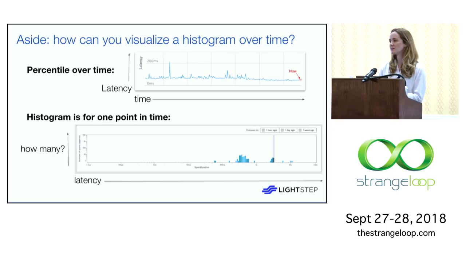Now, one tricky part about visualizing histograms that I'll just talk about briefly is it's non-trivial to think about how to visualize a histogram over time. When we wanted to look at a percentile over time, we look at a normal time series graph, and time is along the x-axis. But you may have noticed that when we started to look at the histogram, we lost the dimension of time. Now we're just looking at a snapshot of what was happening at a particular instance.